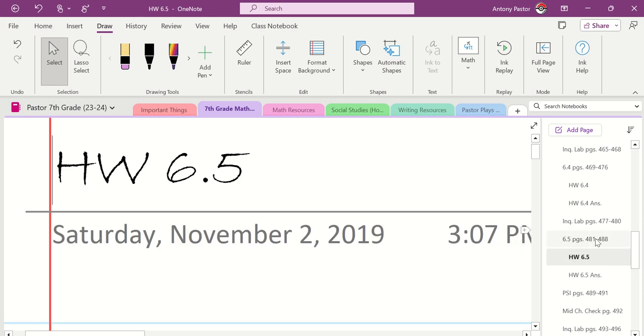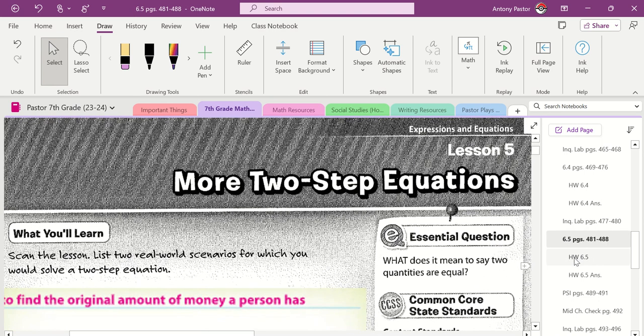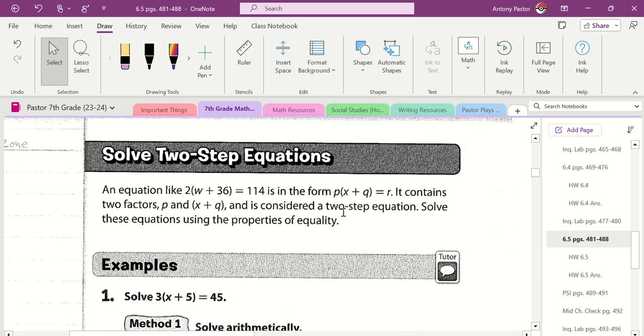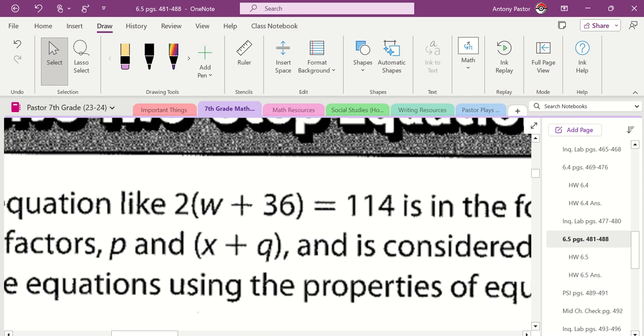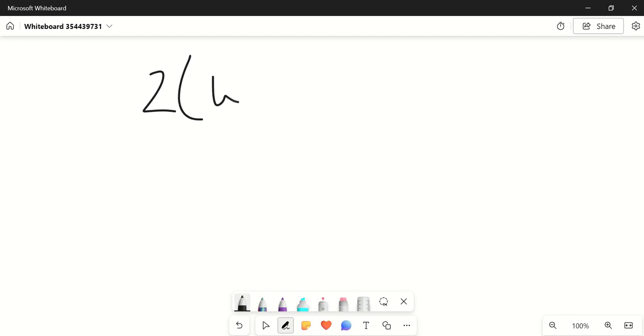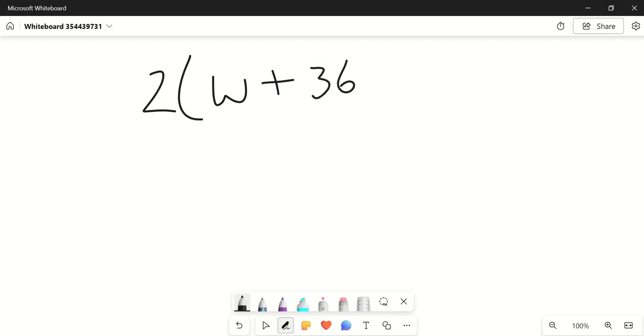There we go. Okay, so we're doing lesson 5, and it's more two-step equations. But this time, they're going to introduce something different. And I told last class period that this is almost three-step equations at this point. Because here is your example. You've got 2 on the outside. 2(W + 36) = 114.